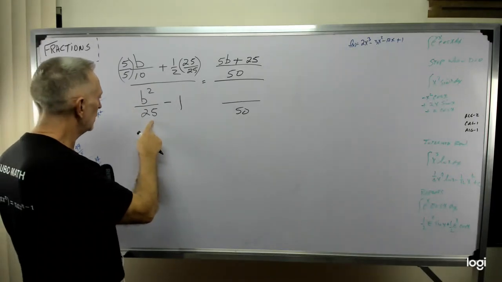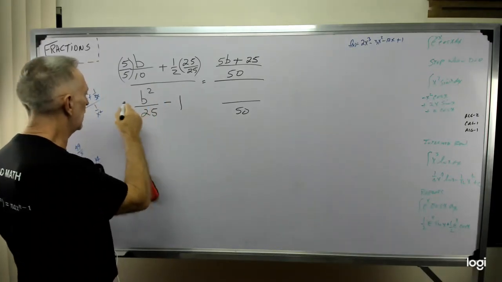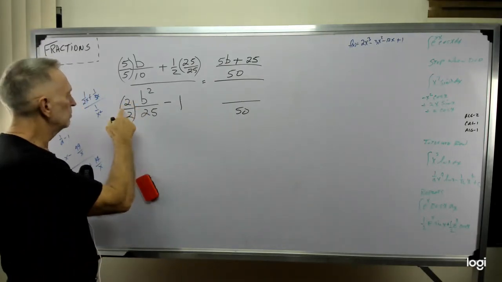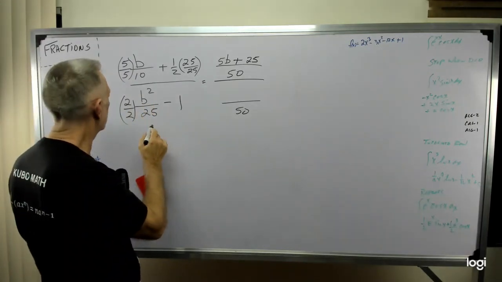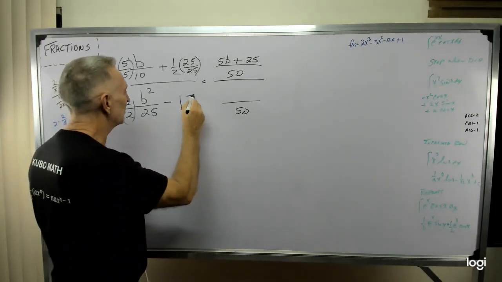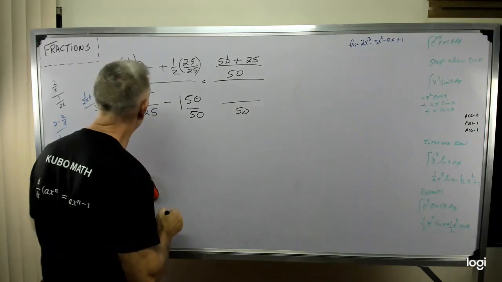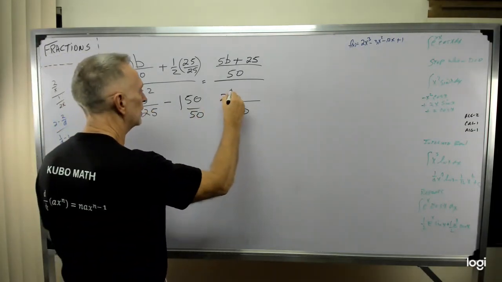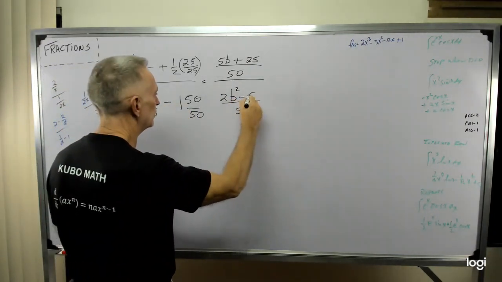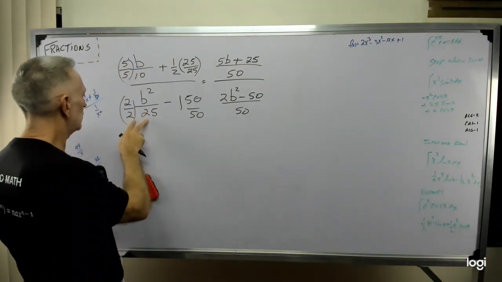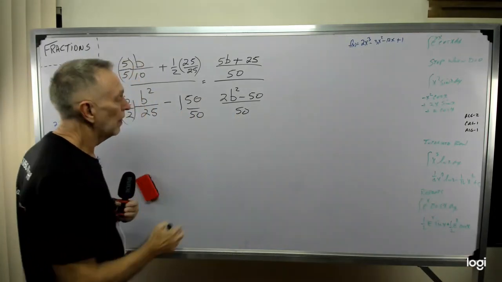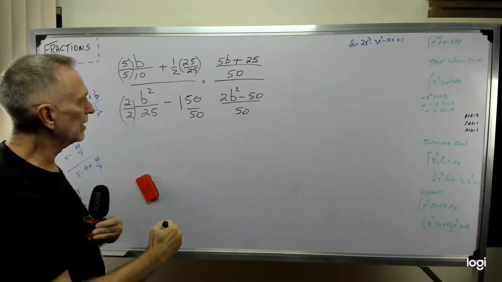This one, 2 will go into 50 25 times. So now I'll multiply that by 2 over 2, which is 1. So the relationship stays the same. Minus 1 will go into 50 how many times? 50. So 50 over 50. Now then, 2 times b squared is 2b squared minus 50 times 1, which is 50. And this is 2 times 25, which is 50. And then 1 times 50, which is 50. So now, that's my new complex fraction.